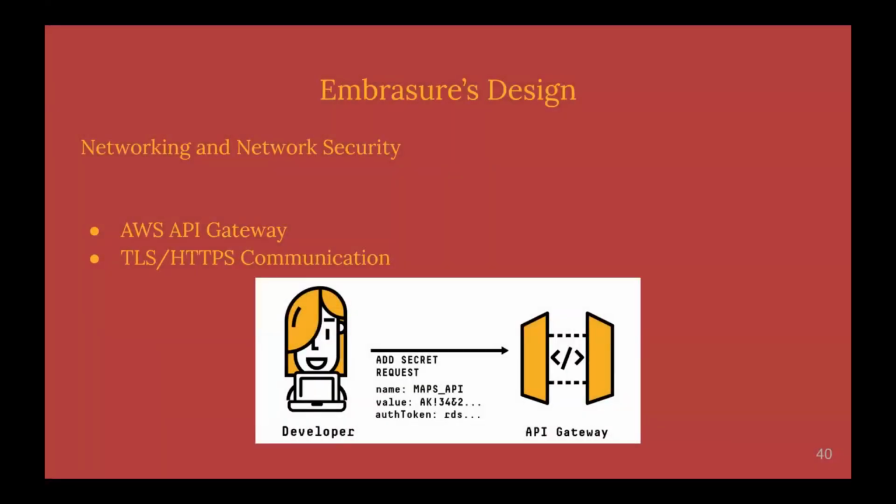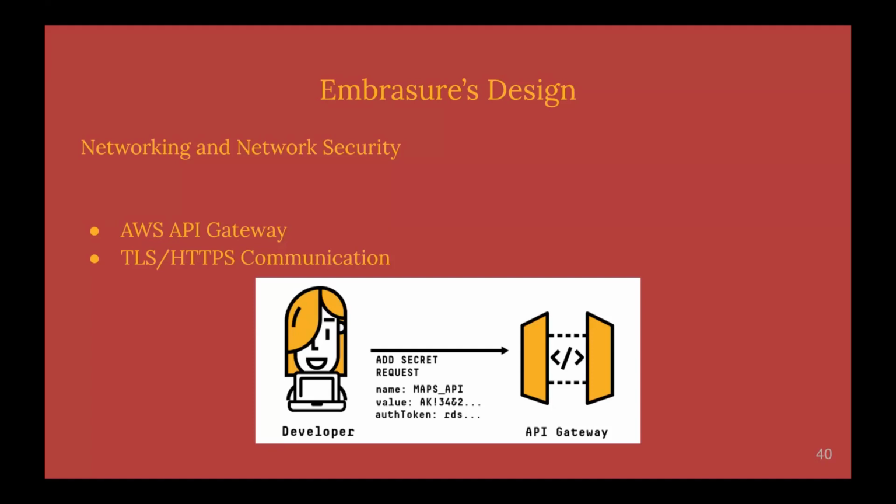AWS API Gateway is a fully managed service used to create, publish, maintain, monitor, and secure APIs at any scale. It acts as a secure gateway for connecting various applications, enabling seamless communication with other AWS tools. Embrasure uses the API Gateway as the conduit for secure communication via its managed API endpoints. These endpoints, secured by TLS to ensure HTTPS communication, form the bridge through which users interact with Embrasure. It provides a well-organized and standardized approach to API management.